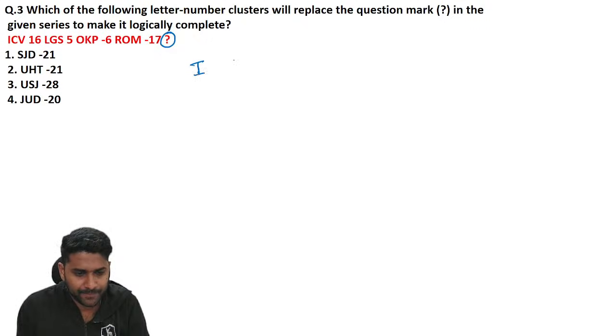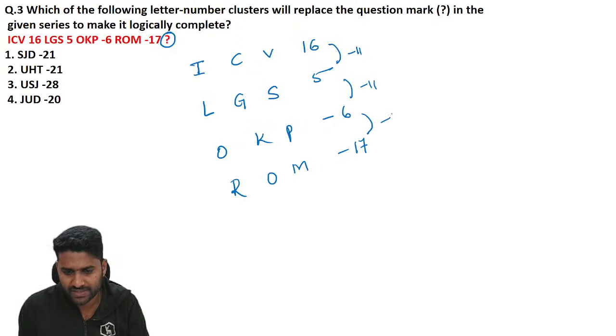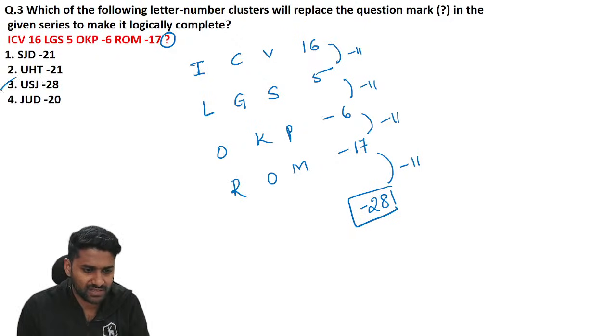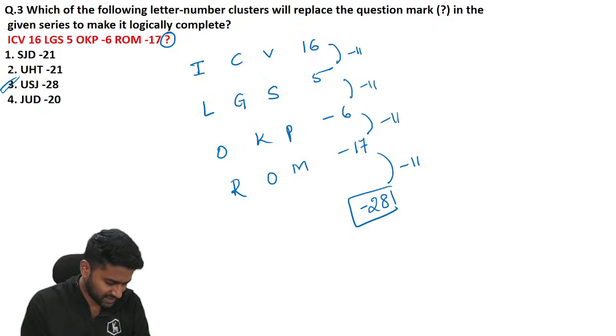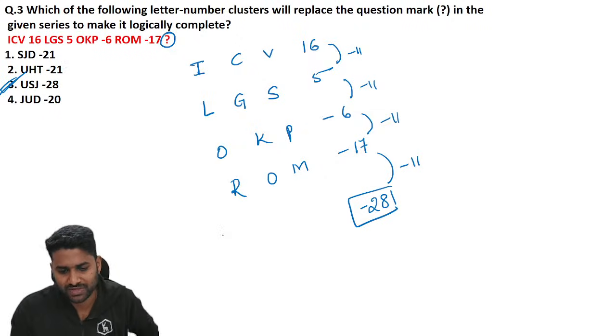C, V, 16th letter, L, G, S, 5th letter, O, K, P, minus of 6, R, O, M, minus of 17. If you observe, we are subtracting 11 units every time. So minus 11 minus of 27, then the resultant is minus 28. We can see only one option, so don't go with the remaining three alphabetical options. We can identify the option, right? So directly you can choose option 3.